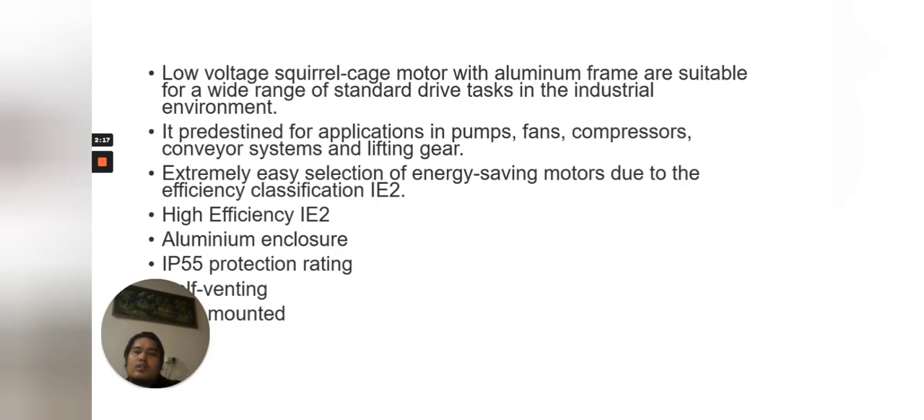Low voltage square case motors with aluminium frame are suitable for a wide range of standard drive tasks in the industrial environment. They are predestined for application in pump, fan, compressor, conveyor system and lifting gear. Easy selection of energy saving motors due to the efficiency classification IE2. High efficiency aluminium enclosure, IP55 protection rating and foot mounting.